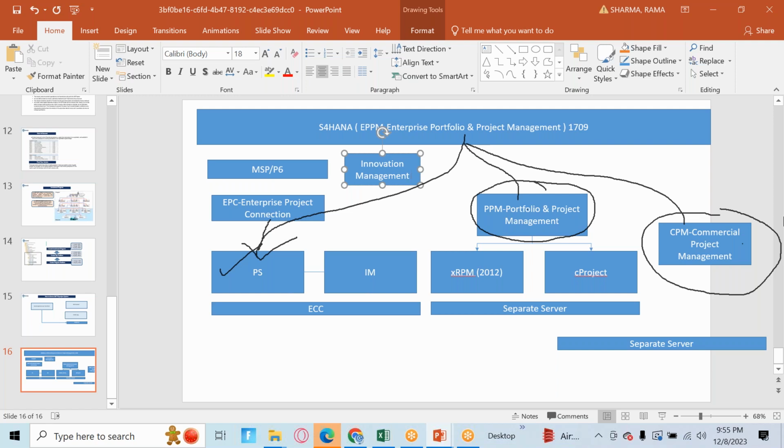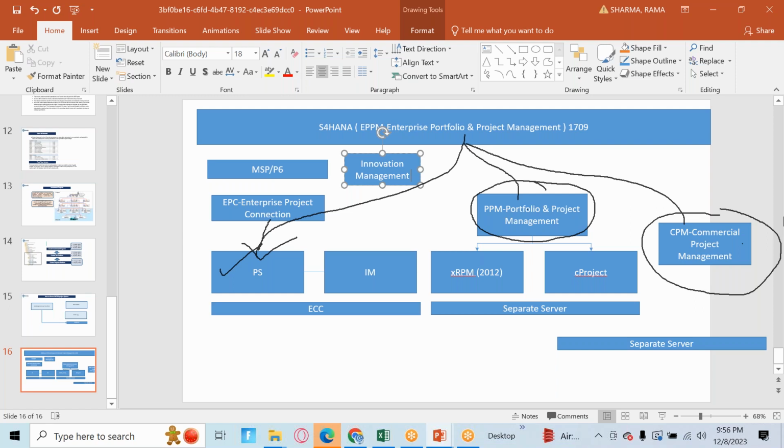This is very important to understand. There should not be any confusion about what is EPPM, what is PPM, what is CPM, what is PS, what is IM. This should be clear when we go through the course, because sometimes I'll say it is going to integrate in PPM, or it is helping us integrate with CPM in this case. So it is very important.